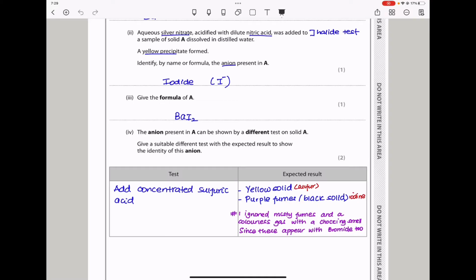However, because they wanted us to find something that can identify this as iodide, I ignored the misty fumes as well as the colorless gas with a choking smell. So you could write a yellow solid, purple vapor or black solid, and then you could include the hydrogen sulfide, a colorless gas with a rotten egg smell. That could be hydrogen sulfide gas.